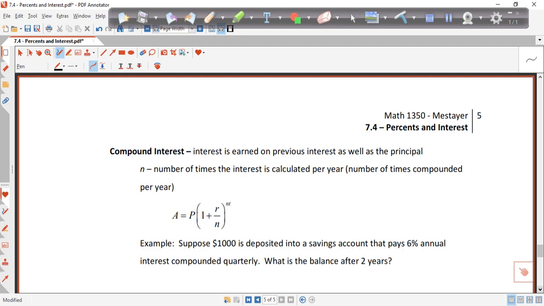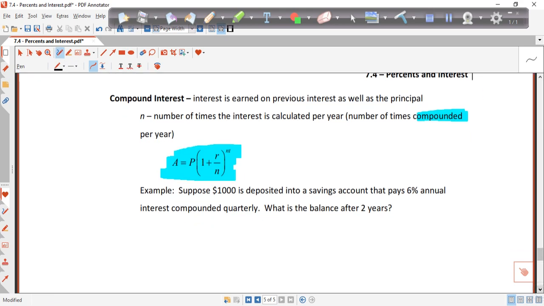Compound interest is earned on previous interest as well as the principal. So instead of just earning interest on the principal, you're earning money on past interest that you have accumulated. Okay, so when you want to use this formula, you're going to see the word compounded in there. If you see the word compounded, then you're going to use this formula.